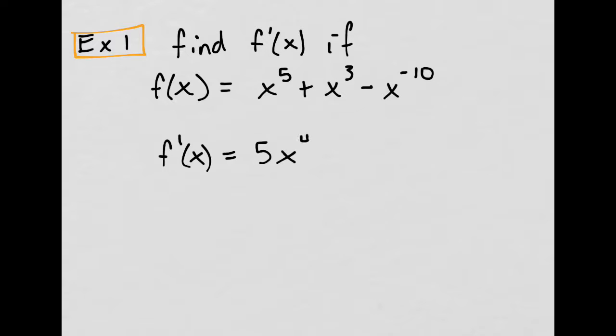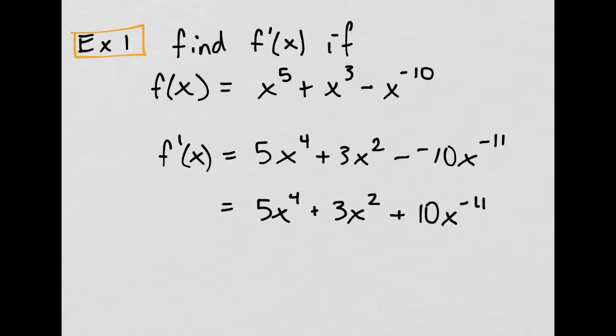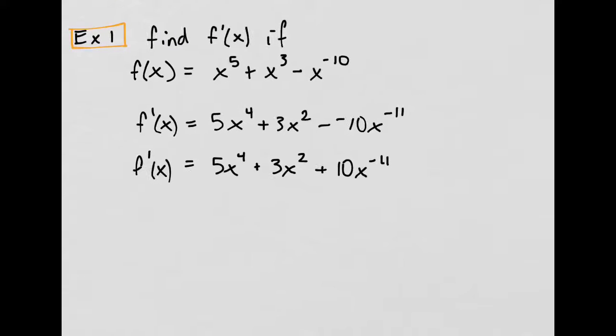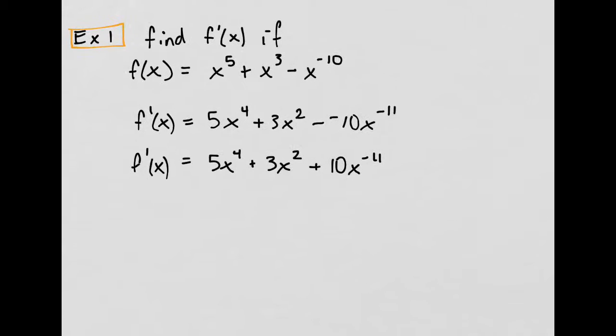5 minus 1 is 4. So 5x to the 4th plus, bring that one down, 3x, and then subtract 1, 2. Okay, 3x squared. Minus, take this one, bring it down. We get a negative 10x, and then negative 10 minus 1 is negative 11. And there you have it. f prime of x. There it is. That's all you got to do for that.